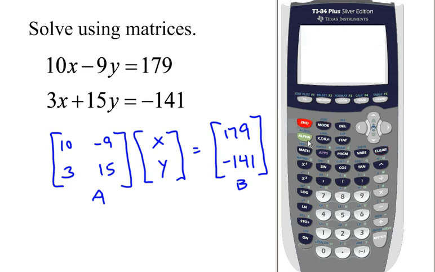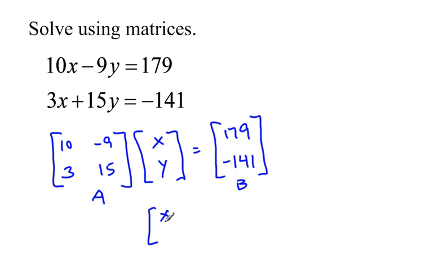Then I go to second matrix, and I go over to edit again, and now I choose B. It's still a 2 by 1. I'm going to put in 179, enter, -141, enter, second, quit, and now I'm just ready to go. Second matrix, I choose A inverse with this x to the -1, second matrix D. I press enter, and there's my answer.